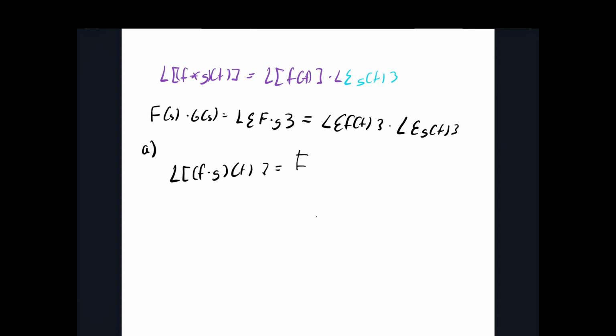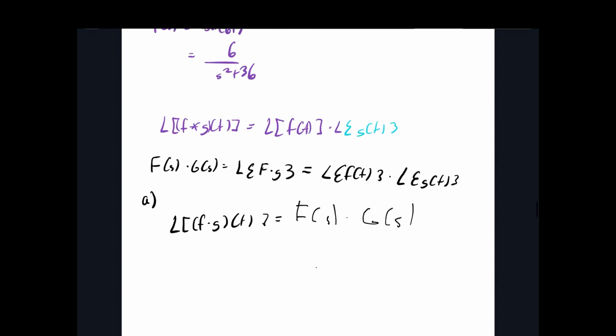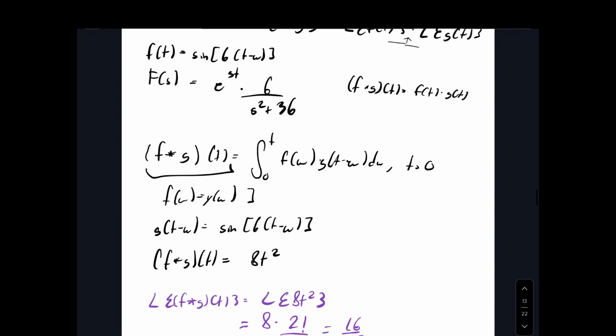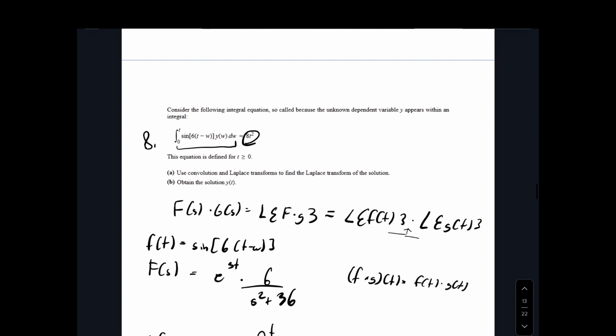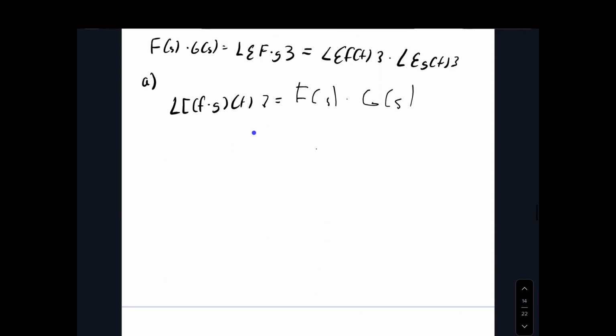So if my f at s times g at s, I'm just restating the formula right now, and this formula right here will get me my convolution. And we have the solution to that, which is 8t squared. Then I can sub in 8t squared right here, and then continue to go about my problem. I'll show you that just in a second. I'm going to cut the video right here and wait until my pencil's charged and then continue back up.